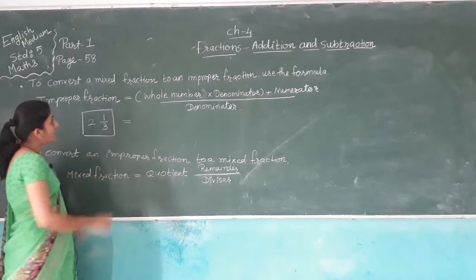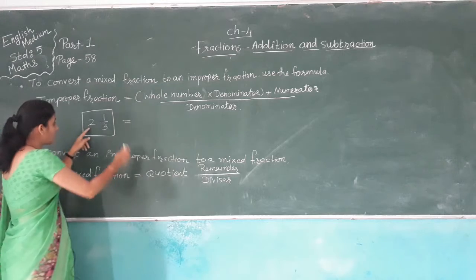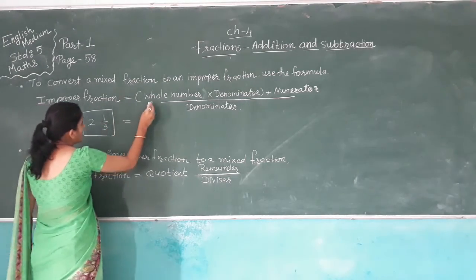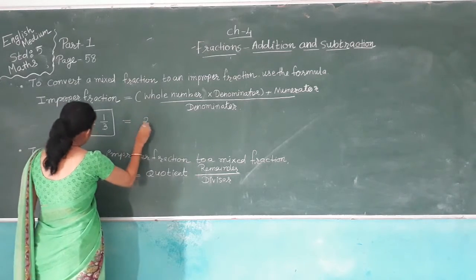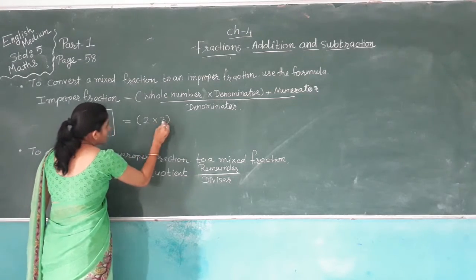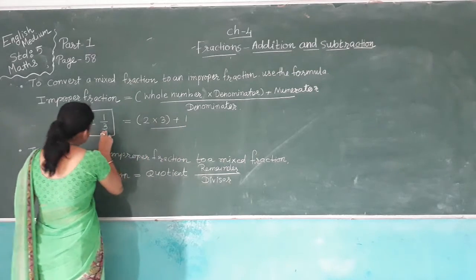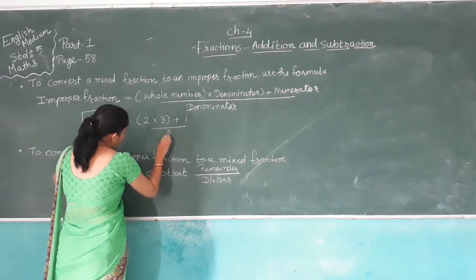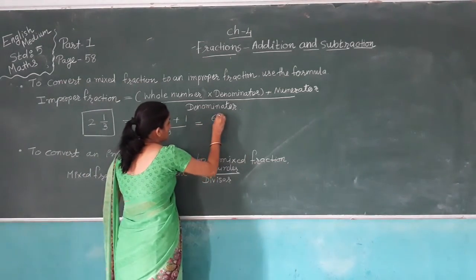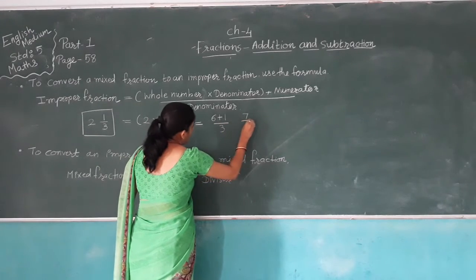Now, let's convert this fraction into an improper fraction. How to convert? This one is the whole number, this one is the numerator, and this one is the denominator. The whole number is 2, multiplied by the denominator 3, plus the numerator 1, and divided by the denominator 3. Now do it. 2 3s are 6. 6 plus 1, divided by 3. It makes 7 out of 3.